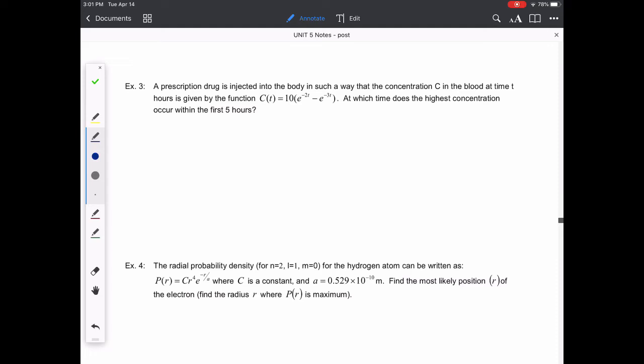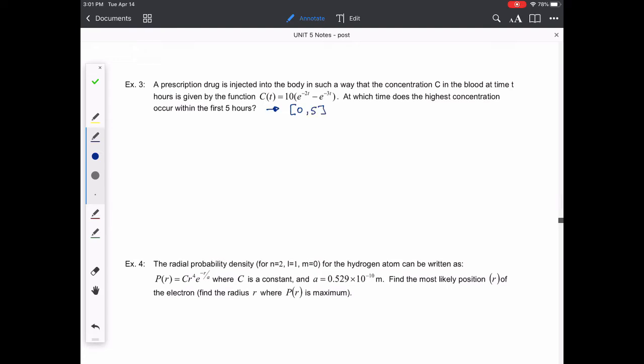Again, we care about the first 5 hours. We know the concentration will be 0 at 0 most likely, unless you have some trace from before, and we're going to carry up to 5 hours. So 0 to 5 hours. Okay, so let's take our derivative. So we have C prime of t. This time I'm going to leave the 10 out of the calculation. The derivative of e to the exponent of negative 2t is e to the exponent of negative 2t times the derivative of the exponent, which is negative 2.